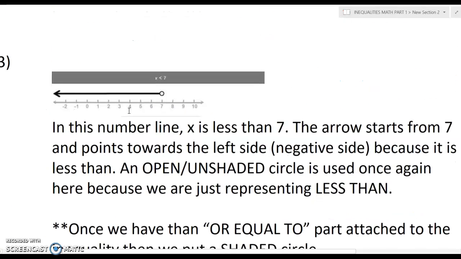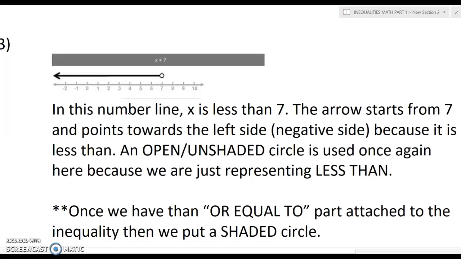When it's unshaded, like the first one, we have not included that "or equal to" part. Let's look at number 3 for a little more clarity. In this number line, we start at 7. We have an open or unshaded circle, and the arrow is going towards the left side, where the numbers are getting smaller. Therefore, we say x is less than 7. It's simply less than because we have an unshaded, open circle.